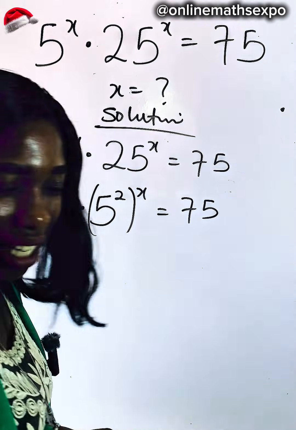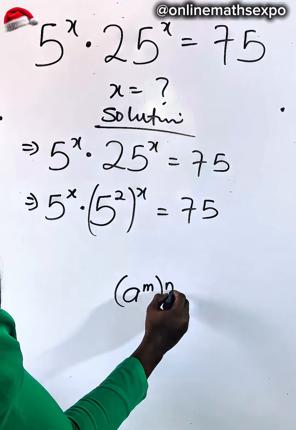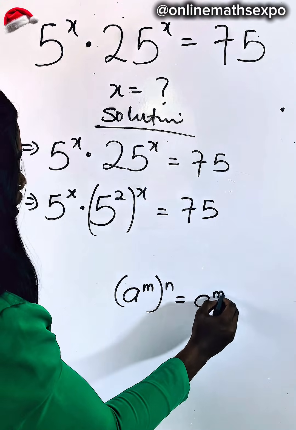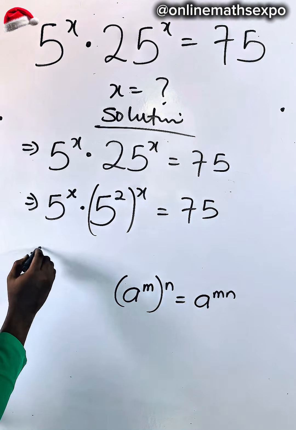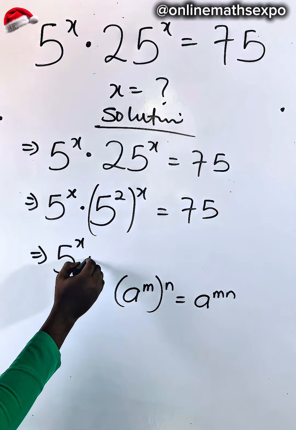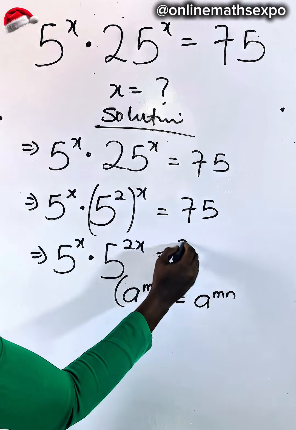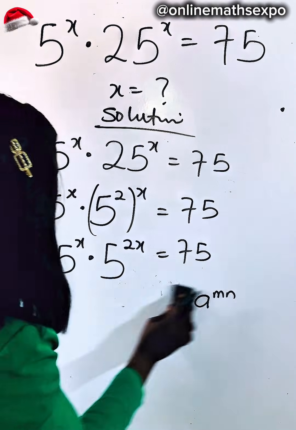Just remember quickly, for every a to the power of m raised to the power of n is always equal to a to the power of mn. The powers we multiply. So applying it here is going to give us 5 to the power of x multiplied by 5 to the power of 2x is equal to 75. And what do you do at this point?